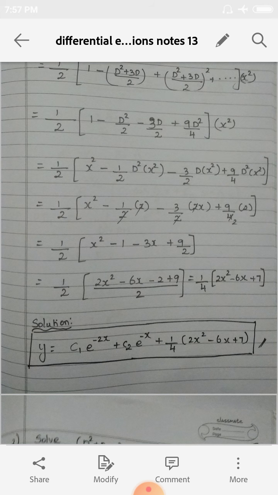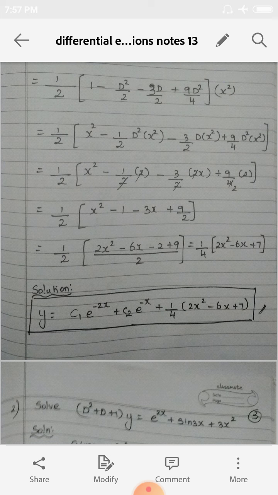Okay, is equal to 1 by 2. The first term is x square minus 1 by 2 d square of x square. d square is nothing but the second order derivative. The differentiation of x square is 2x. d of x square is 2x. What is d square of x square? It becomes 2. When we take the second order derivative, we get simply 2. Minus 3 by 2, d of x square is nothing but 2x. Plus 9 by 4, d square of x square is equal to 2.